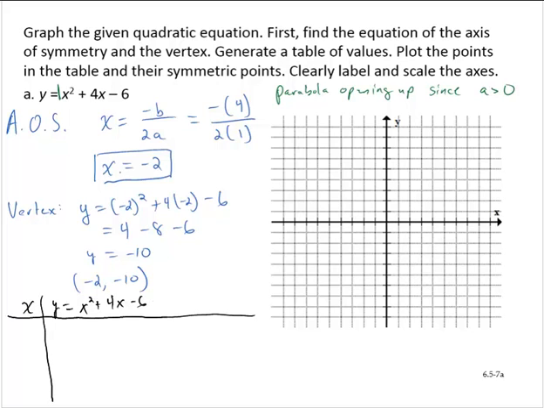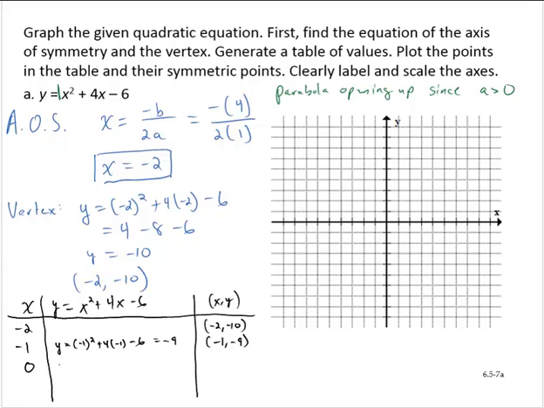So for example, if I start with negative 2, I already know that the ordered pair is negative 2, negative 10. So now I'm just going to go in one direction from negative 2. Let's just go to negative 1. Alright, so then y would equal negative 1 squared plus 4 by negative 1 minus 6. And if we go through that arithmetic, that's 1 minus 4 minus 6. That's negative 9. And so we get negative 1, negative 9.